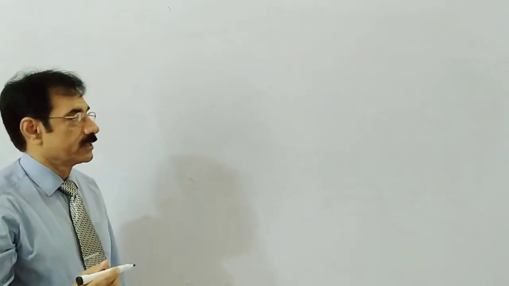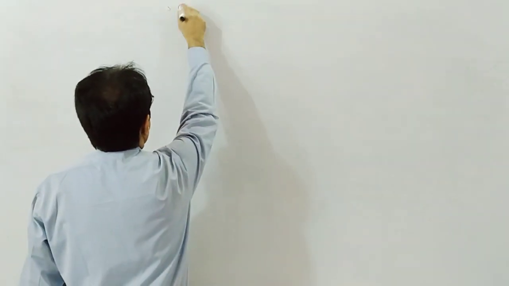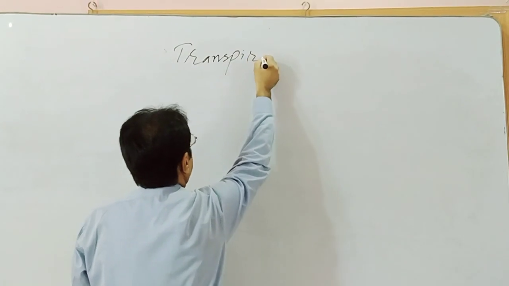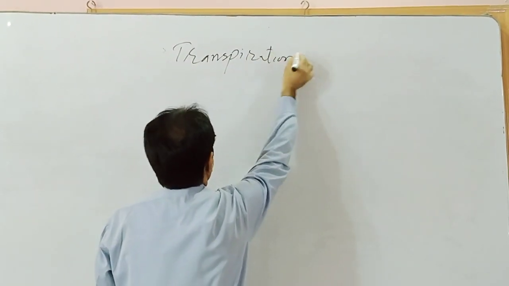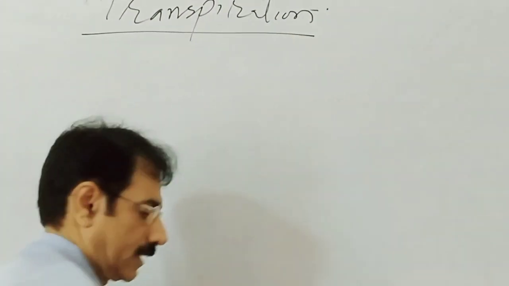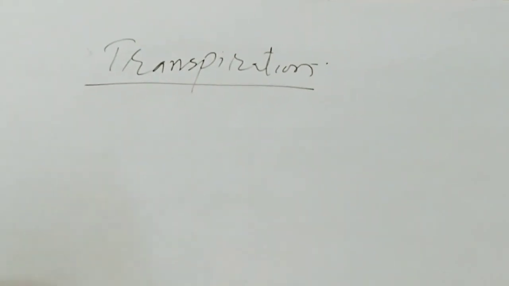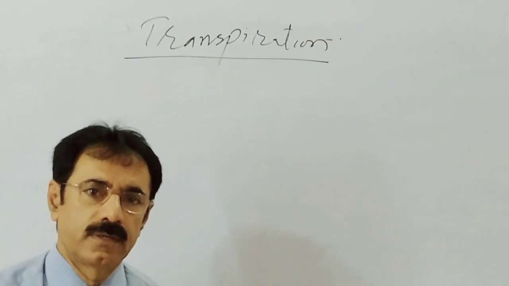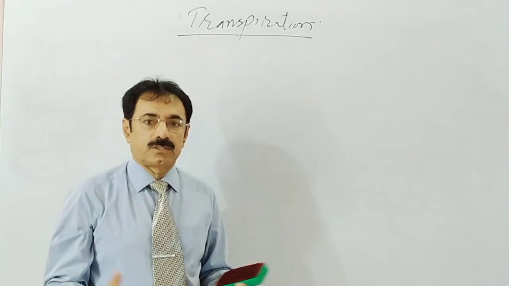Today we will discuss a new topic from chapter number 14, that is transpiration. Transpiration is the process of evaporation of water from the aerial parts of the plant body.